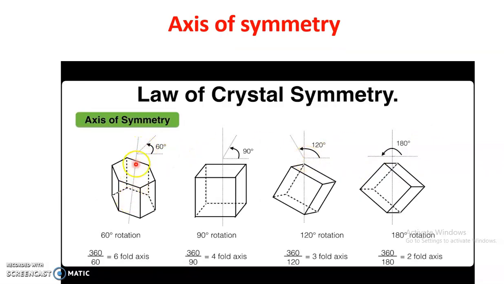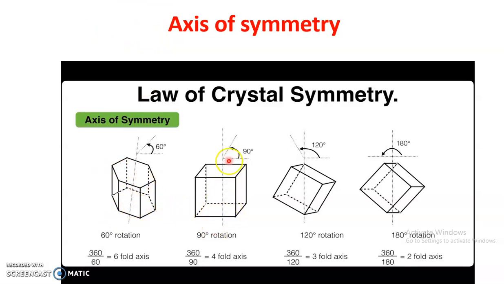Then the axis of 60-degree rotation. This is a hexagon, and a 60-degree rotation gives the same appearance. Then 360 divided by 60 gives a sixfold axis: in a complete revolution of 360 degrees, the same appearance appears 6 times.